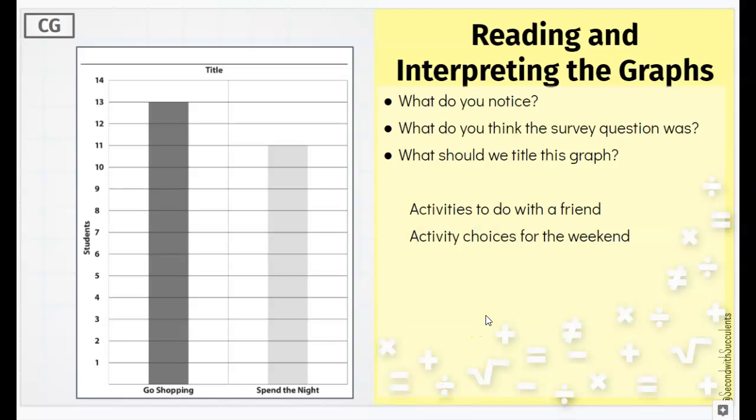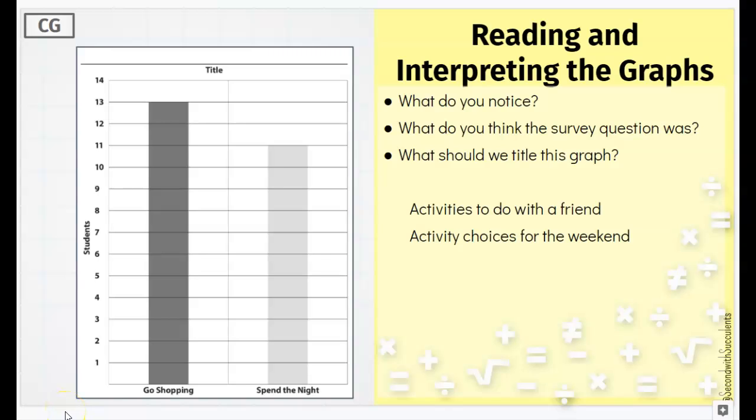One idea you may have had for a title is activities to do with a friend. That would be a good choice. Now, these activities might be things we do on the weekend. Another option would be activity choices for the weekend. Either title works well because it uses the information from our graph.